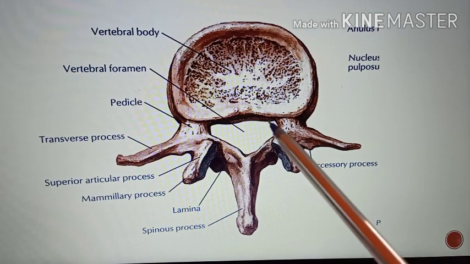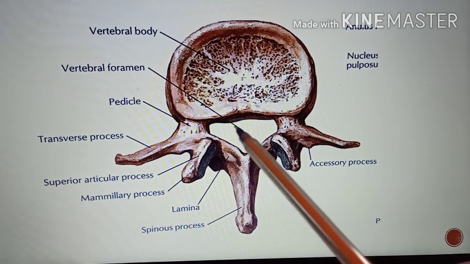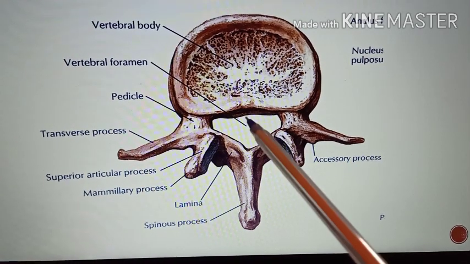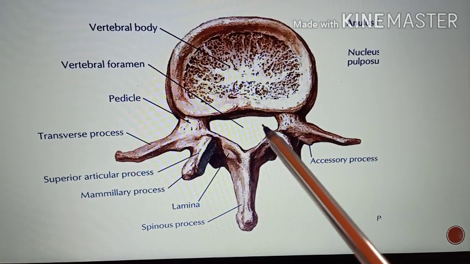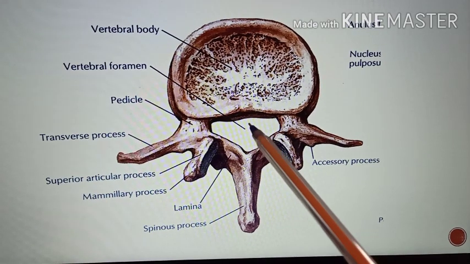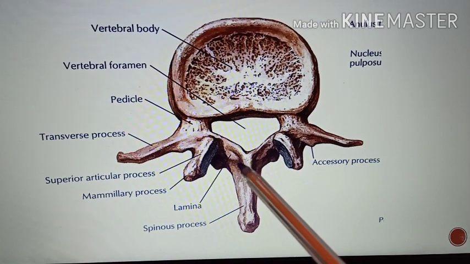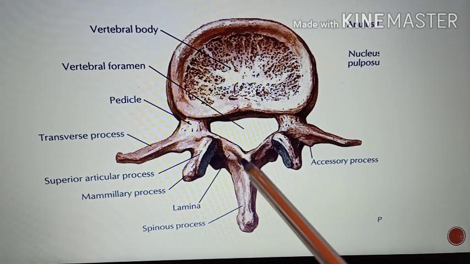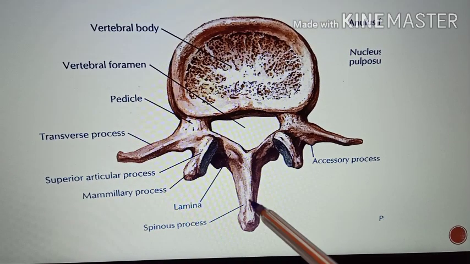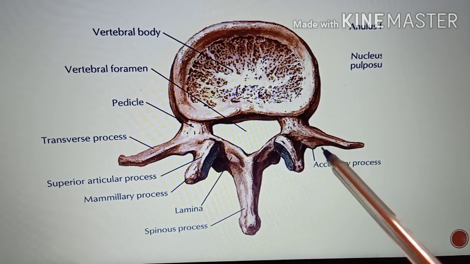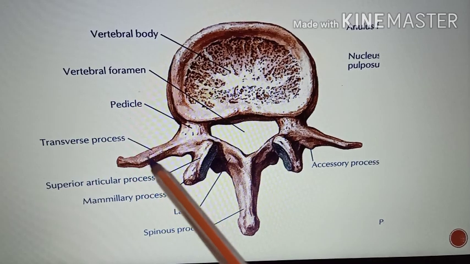Then we will be studying about these. These are called the pedicles. Then you will see the vertebral foramen. So this is the vertebral foramen. Then these are the lamina. So here on either side what you are having here, these are the lamina. This is the spine. Then these are the transverse processes.